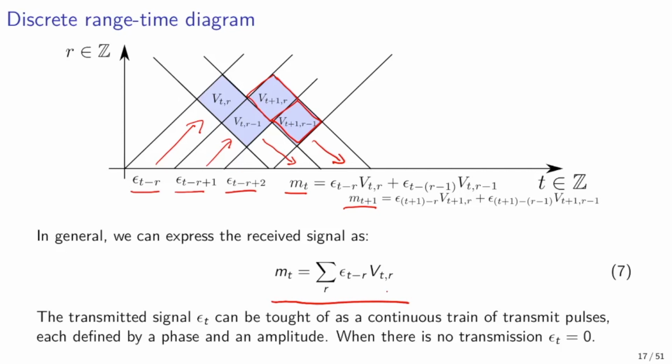This is almost, but not quite, a convolution equation. The reason why this is not the usual convolution equation is due to the time dependence of the scattered complex voltage from volume R. The transmitted signal epsilon sub t can be thought of as a continuous train of transmit pulses, each defined by a phase and an amplitude. When there is no transmission, epsilon sub t is 0.